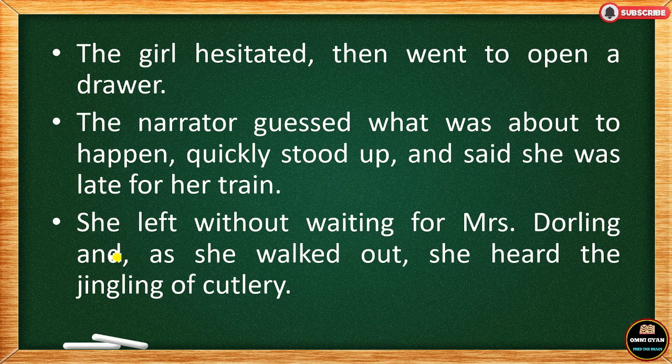Darling any longer. I'm getting late for my train. So I'm going now. And the narrator went out of the house. Now, you might feel, dear students, that the narrator had come a second time to the house of Mrs. Darling to take back the things from Mrs. Darling that belonged to her mother, right?